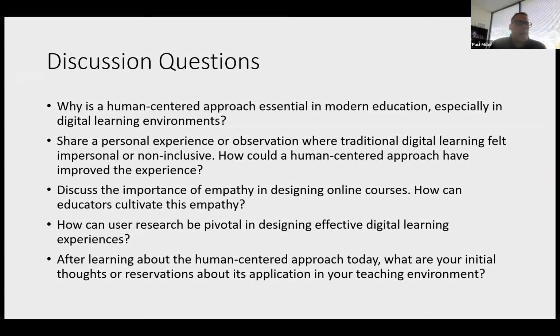So we have a few minutes left. I wanted to throw out some questions to the group. Here are the questions on the screen. But the question I want to end with today, with the last few minutes we have, is the very last question. After learning about human-centered approaches today, what are your initial thoughts or reservations about its application in your teaching environments? So I'll give you a second to just scan these questions real quick, and then I'll stop sharing my screen and open it up to a discussion amongst the group before we wrap up for the session.